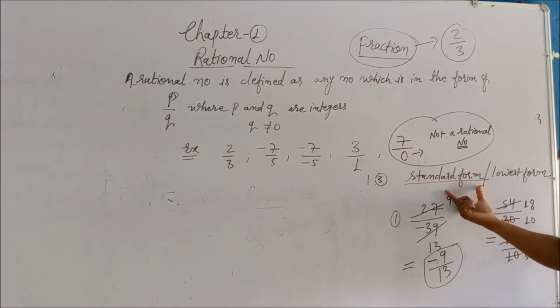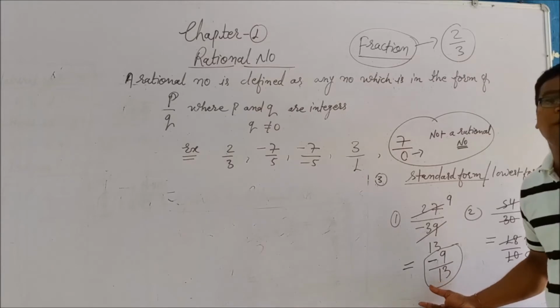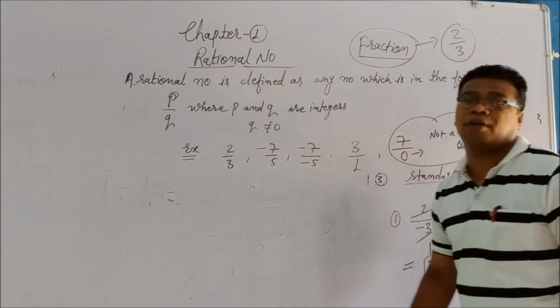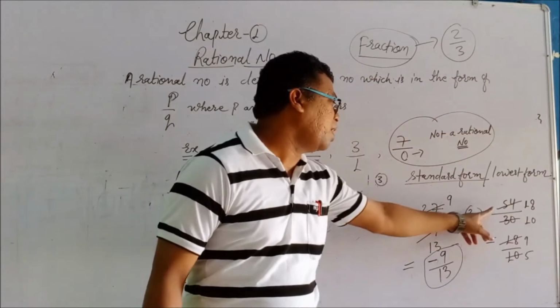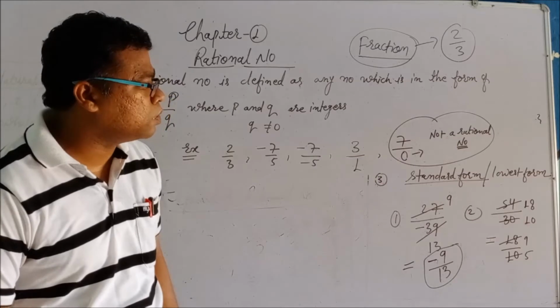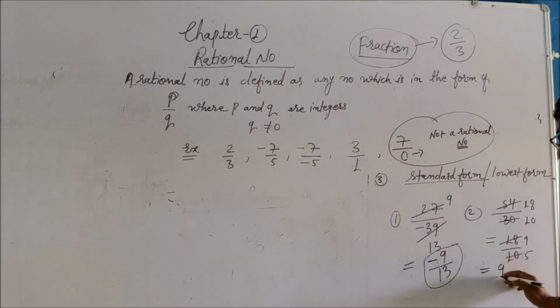Standard form says that in both the numerator and denominator, we again cannot cut anything. These both are prime numbers. They don't have a common factor now. Another example I have written: 54 upon 30. We can cut this by 3, also 6. So what is the answer here? The final answer will be 9 upon 5.